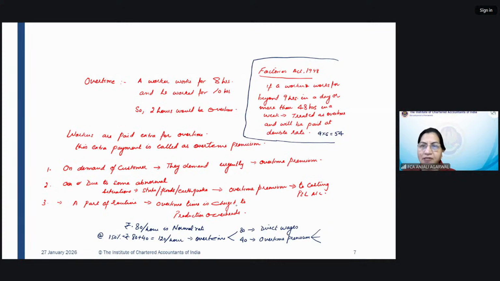And as per the Factories Act, if a worker spends more than 9 hours in a day or more than 48 hours in a week, this is treated as overtime. And overtime, as per the Factories Act, should be paid at the double rate.